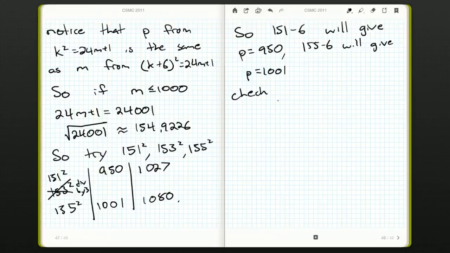So let's check these. Our rule is if we find an m value, if we go back 2 rows, so if we subtract 6 from our square, then we should get the same p value. So 151 minus 6, 145 squared, and then 155, so that's 149 squared. What m value does that give?